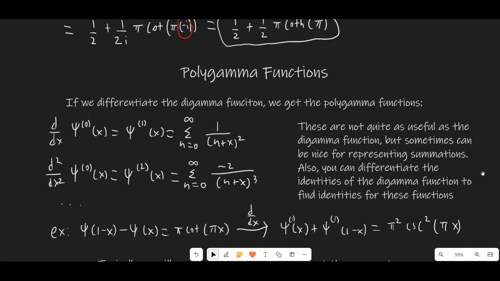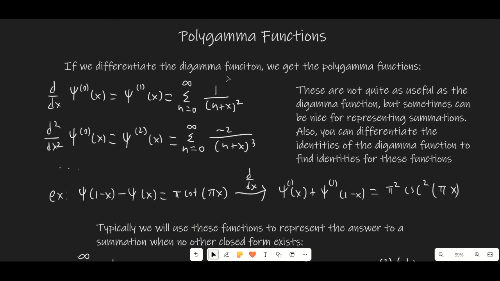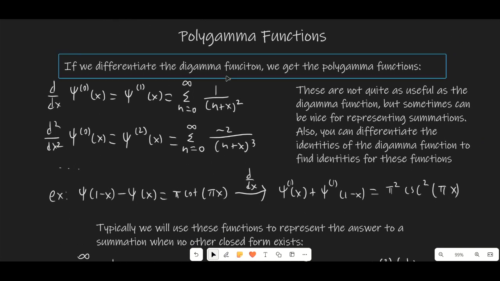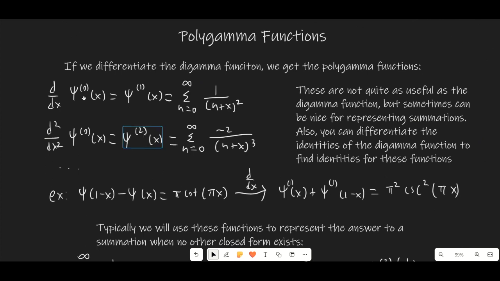Now let's talk about the polygamma functions. The polygamma functions are very closely related to the digamma function. When we differentiate the digamma function, notice that the digamma function can also be written with this little 0 right here. And the reason for this is when we differentiate it, we just put a 1 right there, indicating that it's been differentiated one time. So if this is the digamma function, this is the second polygamma function right here, also sometimes called the trigamma function. It's not used nearly as often as the digamma function, but if you go ahead and differentiate, you get this nice formula right here.